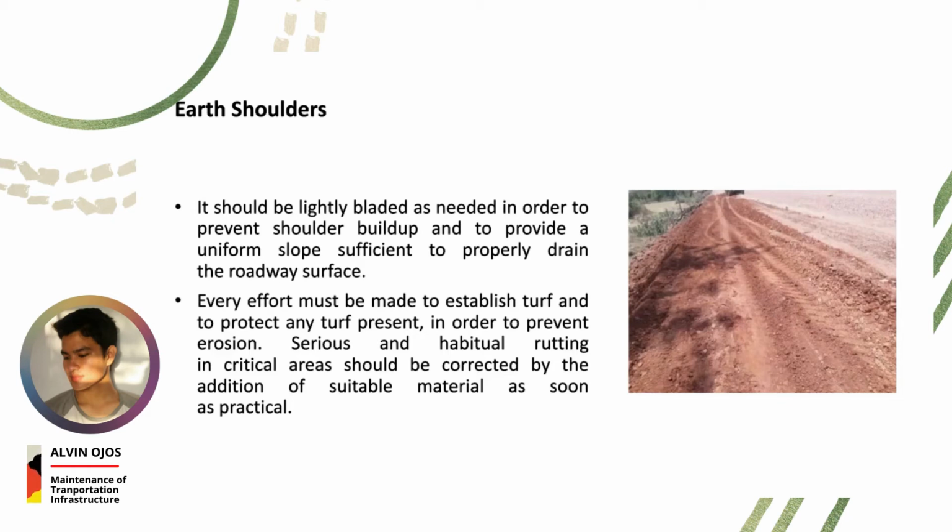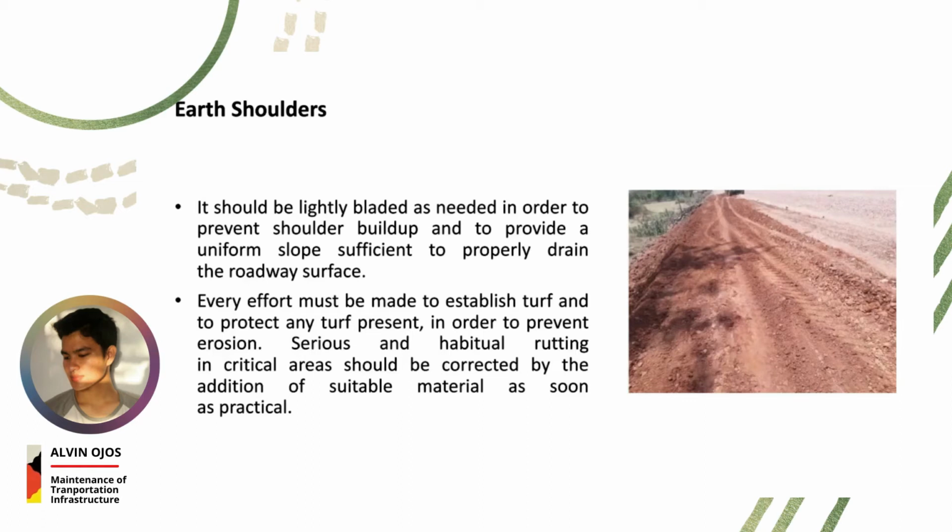Every effort must be made to establish turf and to protect any turf present in order to prevent erosion. Serious and habitual rotting in critical areas should be corrected by the addition of suitable material as soon as practical. So the fibrous root system of grass or turf binds the soil together, preventing it from being carried off by rains and winds. And also the blades of grass slow down rainwater, reducing the amount of soil being carried off by the force of the water.